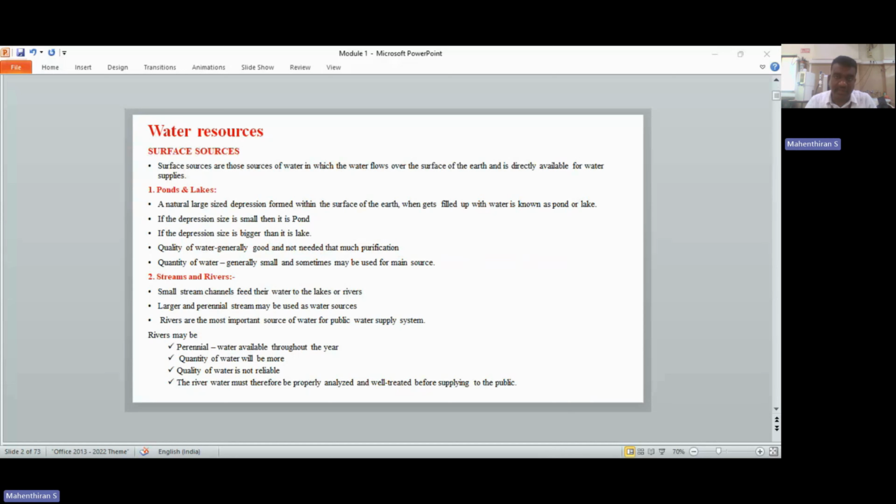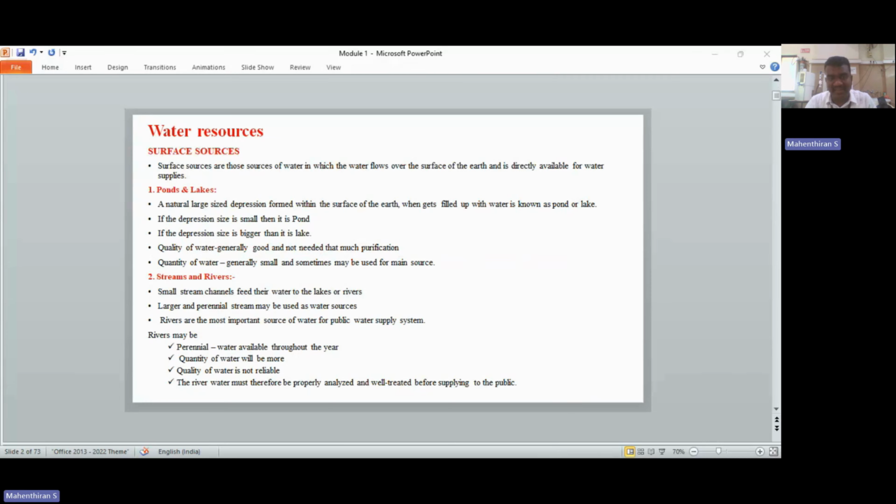Now we will look into that. What is meant by perennial? This is a very important term. Perennial means the water will flow throughout the year. You can take the example of the Ganga river. Whereas non-perennial means the flow will occur only during the rainy season.